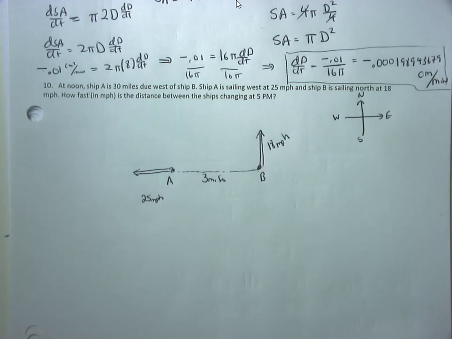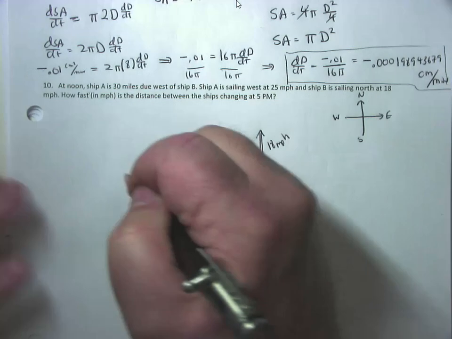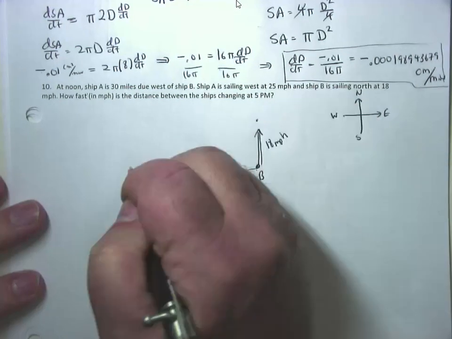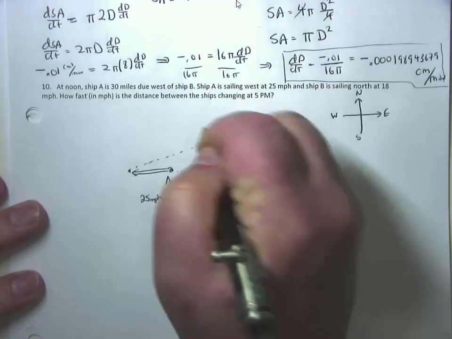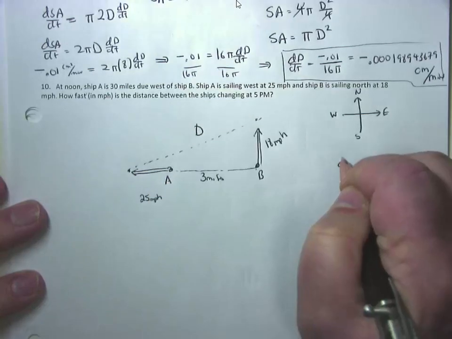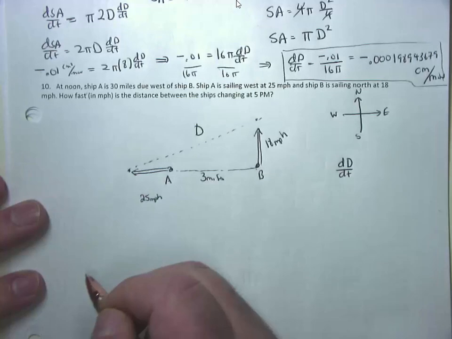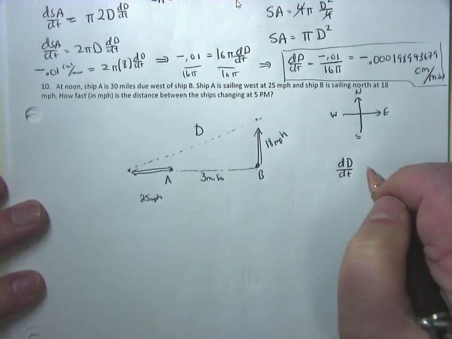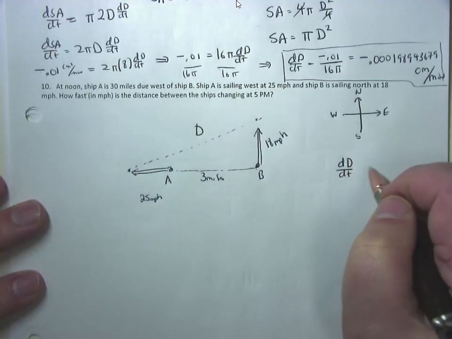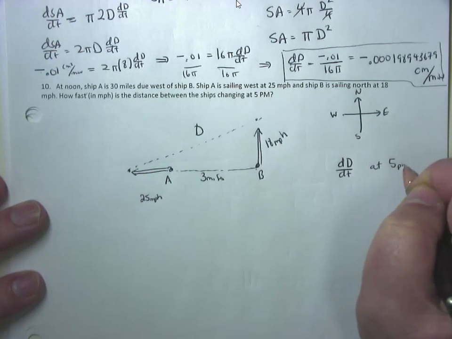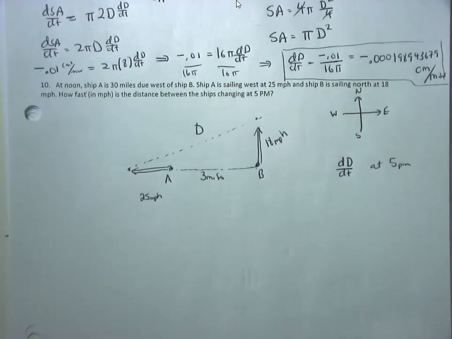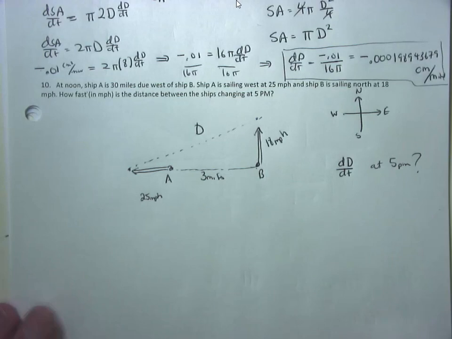Now, how fast is the distance between the two ships changing? So from this point here to this point here, we will call this D for distance. So the question is, what is dD/dt, D standing now for distance, the distance between the ships changing at 5 p.m.? There's my question right there.